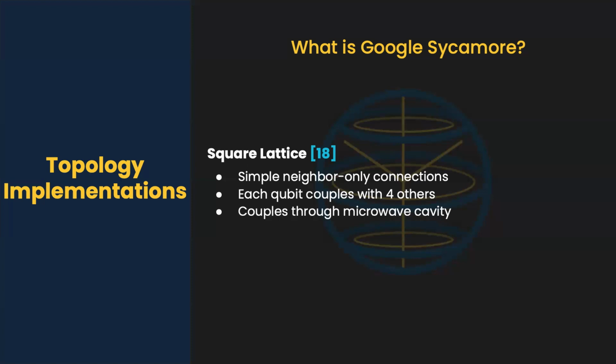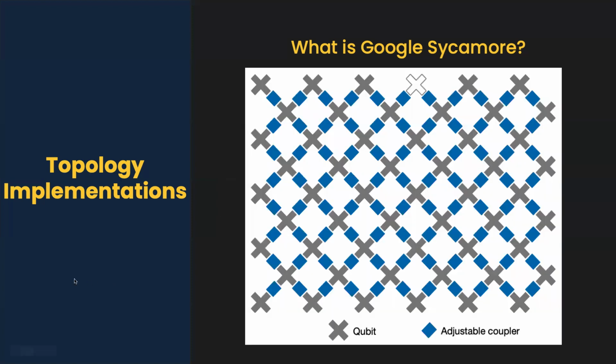And so it's a simple square lattice. Each qubit is only coupled to its 4 neighboring qubits, and they're coupled through that microwave cavity that we were talking about earlier. This is what it looks like. It's pretty boring. Pretty much like the easiest, if you're talking about, okay, I have some things on a 2D grid, how do I connect them? You just draw lines directly between the points.